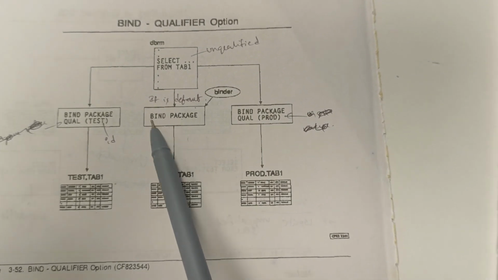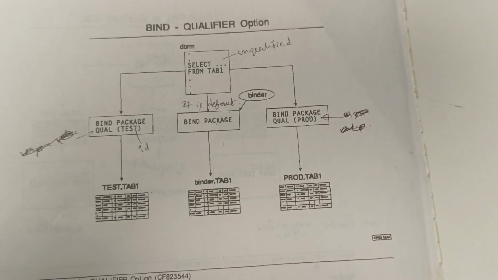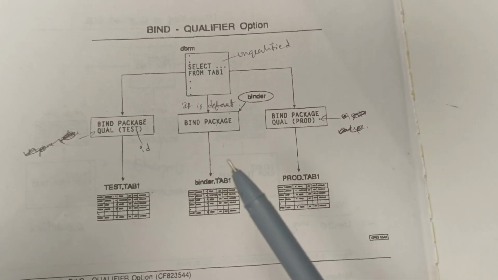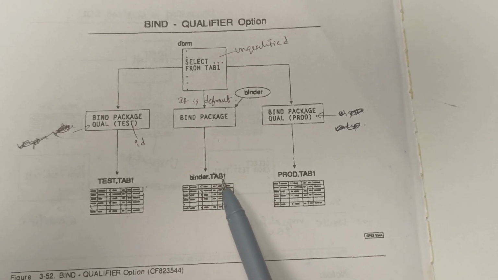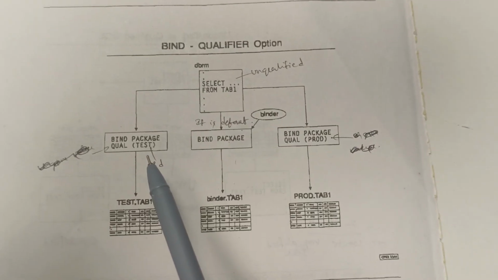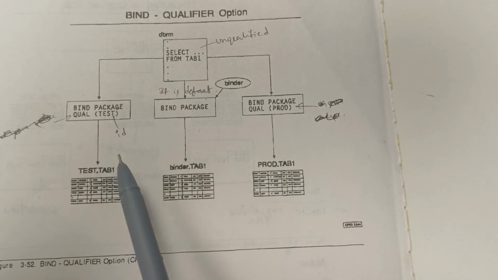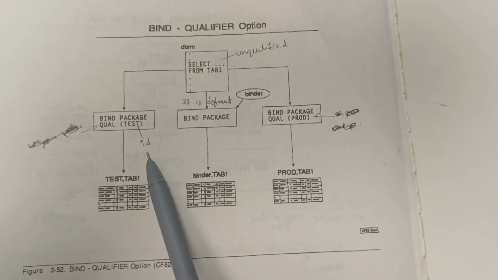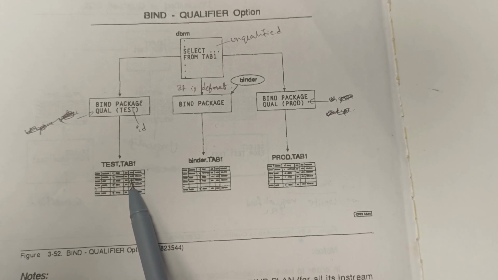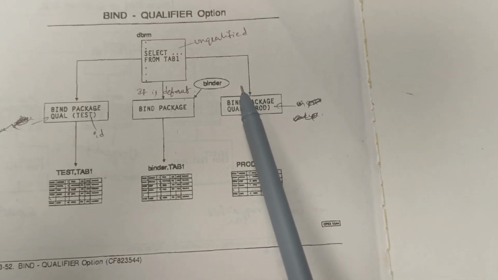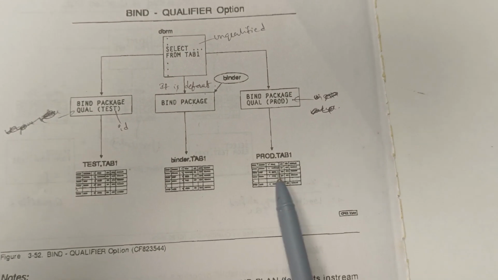This is the default if you do not mention any qualifier option, but there is no error, friends. If you do not mention any qualifier, it will not throw any error message. It will just take the ID of whoever is doing the binding. If you mention the qualifier specifically, here in the bind package qualifier I mentioned test, meaning the test region ID, then it will access TEST.TABLE1, the test region table one. Similarly, if I use the bind package qualifier for production, it will take the production table name.